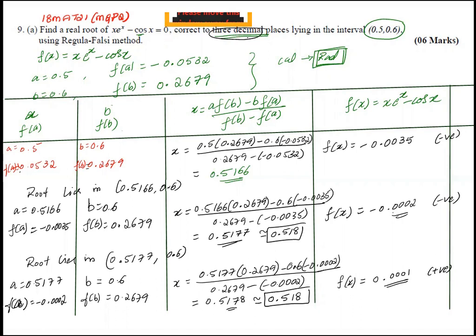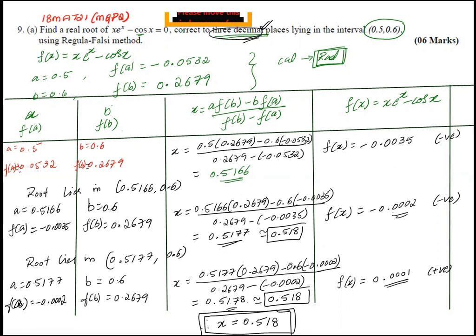If you need the root to 4 decimal places, then one more iteration is required. Otherwise, if it is 3 decimal places, then you can stop the iteration here only and write the final answer, that is x is equal to 0.518 as the final answer. Otherwise, if the question is for 4 decimal places, then surely you will get 0.5178 again in the next iteration.